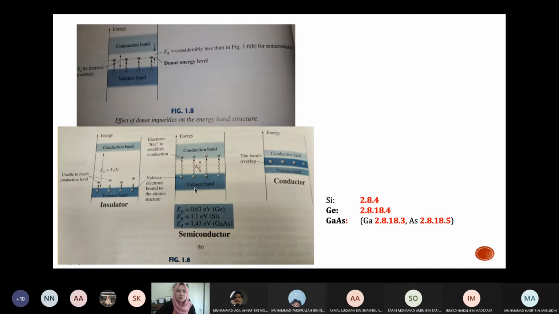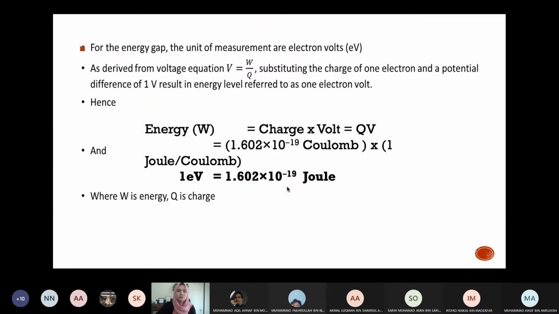Okay, so this one, I think this is the same as in the previous slide: the energy levels of the insulator, semiconductor, and also conductor. The energy gap unit is electron volt, eV. That's why in the previous slide, I told you that for germanium, the energy needs 0 point something electron volt. The unit for the energy gap is electron volt or eV.